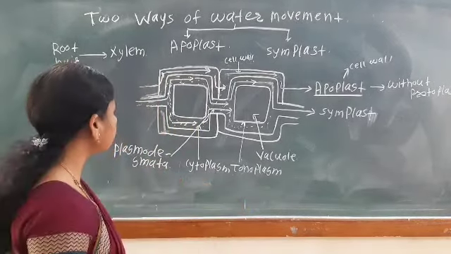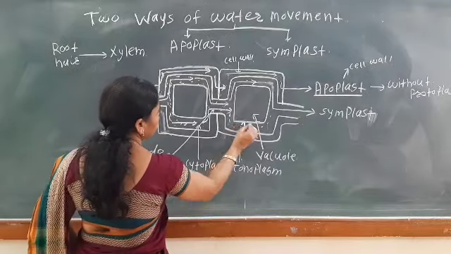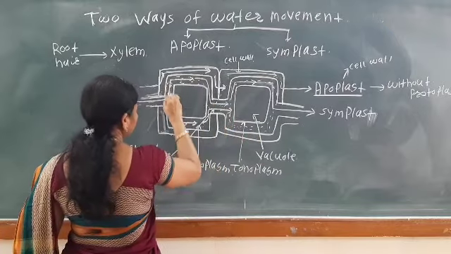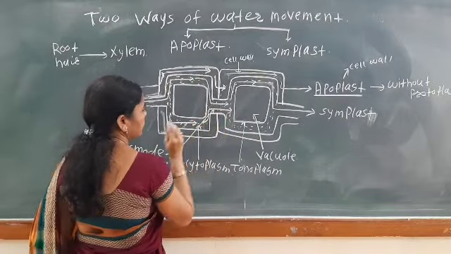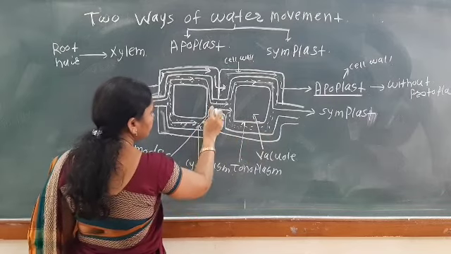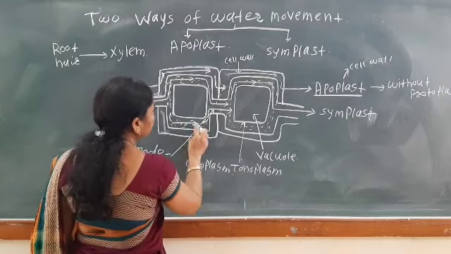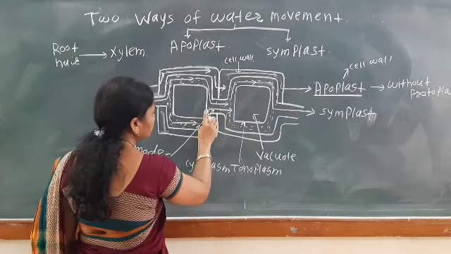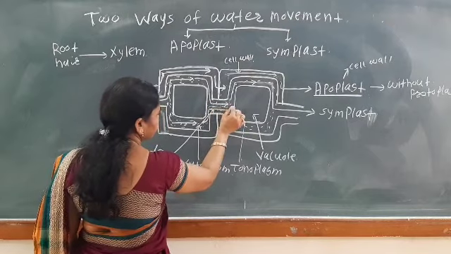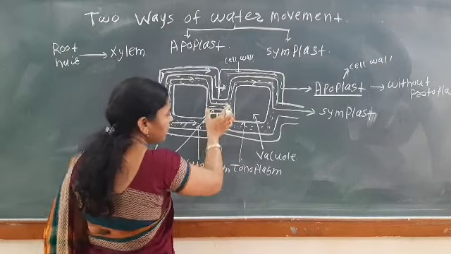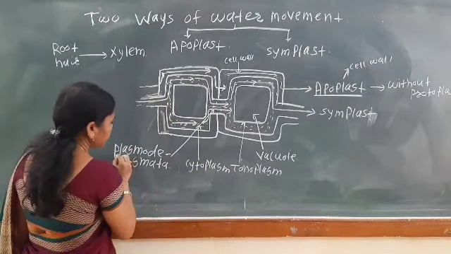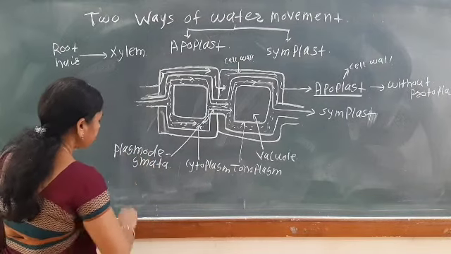So there is a cytoplasmic connection. Here is the cytoplasm of one cell, and here is the cytoplasm of the neighboring cell. When the water moves from this cell to this cell, it takes place by forming a cytoplasmic connection. This cytoplasmic connection or bridge which is produced is known as the plasmodesmata connection.